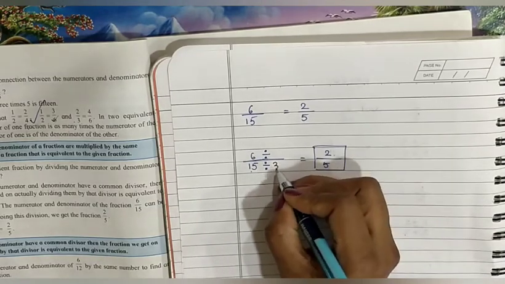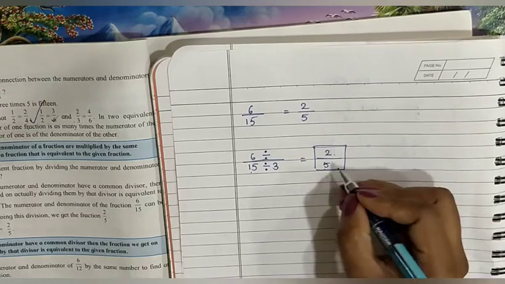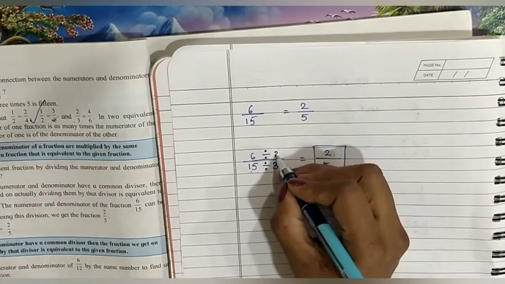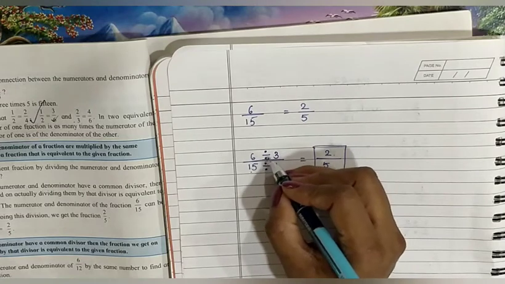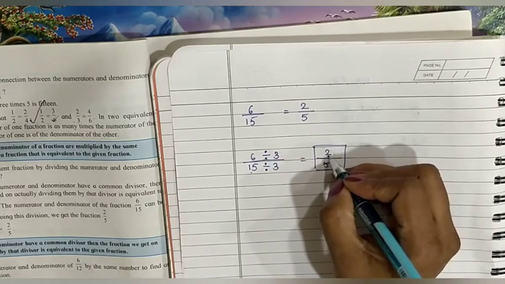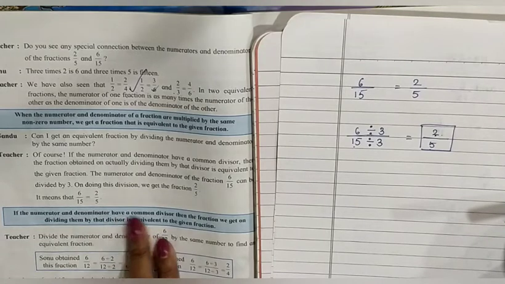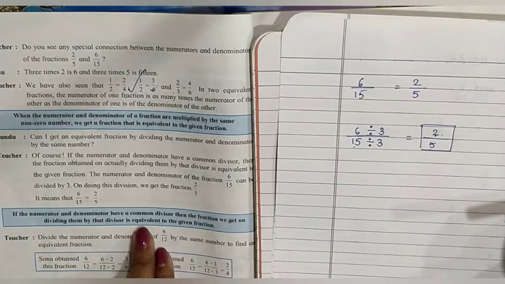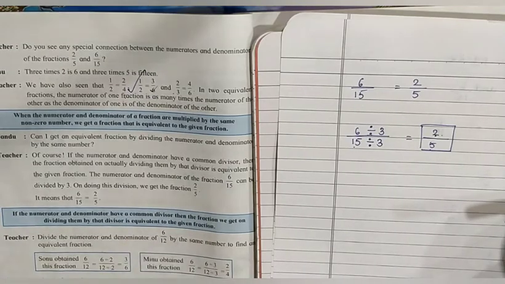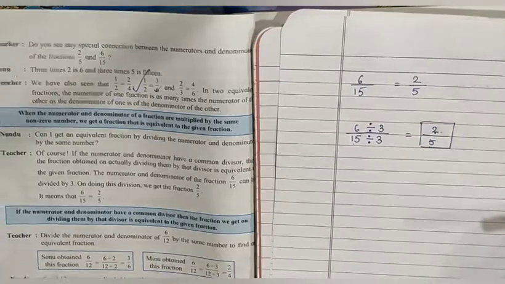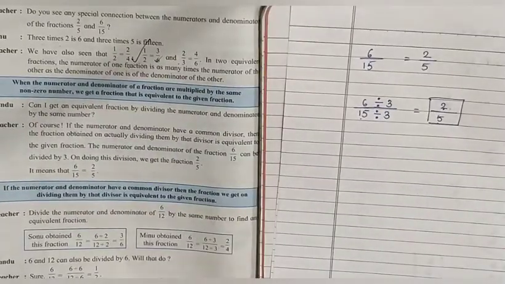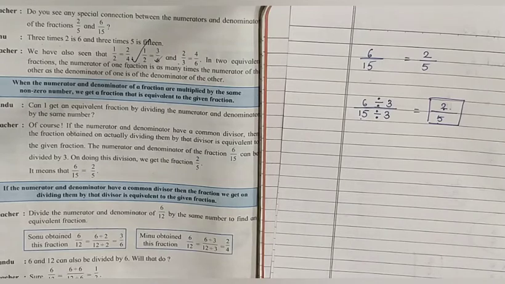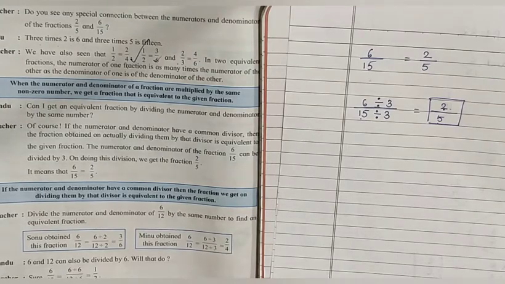15, if you divide by 3, you will get 5. Right children? Similarly, 6 divided by 3, you will get answer 2. Right children? So if the numerator and denominator have a common divisor, then the fraction we get by dividing them by the divisor is equivalent to the given fraction. Okay, so we must always find the fraction with denominator 30 which is equivalent to 5 upon 6.